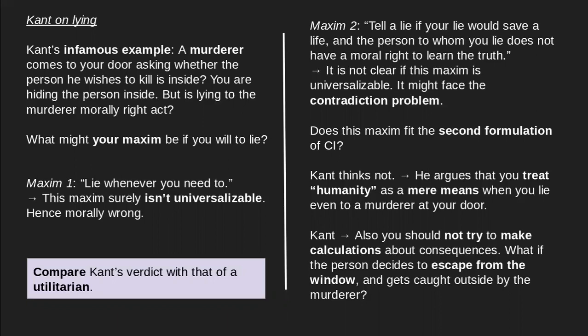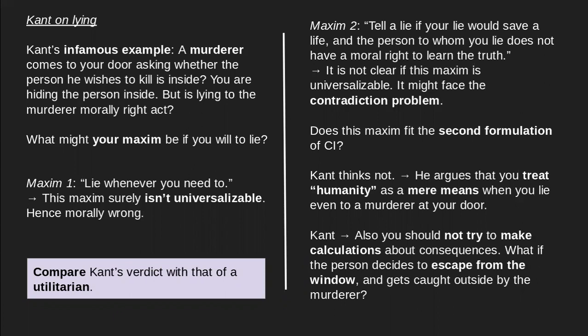So Kant's last point was you don't try to make calculations. If you try to make calculations, maybe the person escapes from the window and just gets caught outside. I think this is not a good argument. I mean, we always try to make some calculations before acting. That's how we live, right? We have to make calculations, otherwise we cannot determine our actions. You might be living on the 8th floor or the 10th floor of a building, and the murderer comes to your door at the 8th floor of an apartment complex, right? And then there's no way the person can escape from the window. So sometimes some calculations might lead you in the right direction.